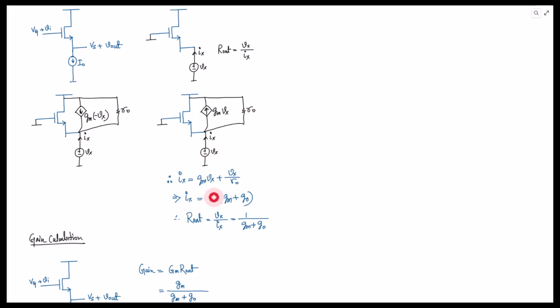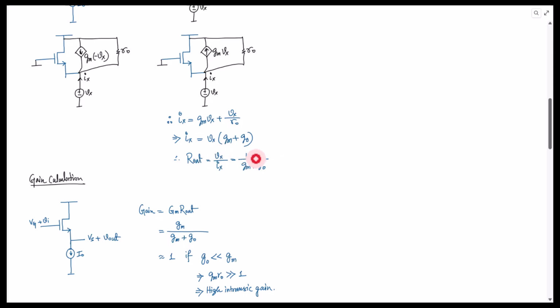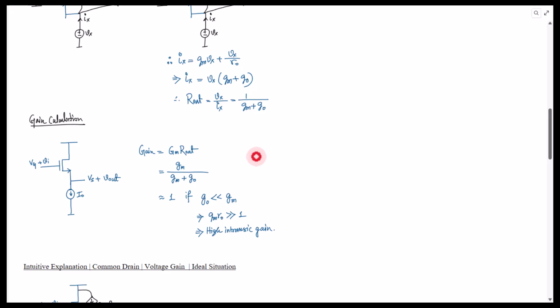So from here you can calculate Vx by Ix, that is basically gm plus g0. So 1 by r0 is basically g0. So Rout is basically 1 over gm plus g0. All right. Now the formula is pretty simple. You just need to multiply this capital Gm and Rout. Then you will get the expression for the voltage gain.